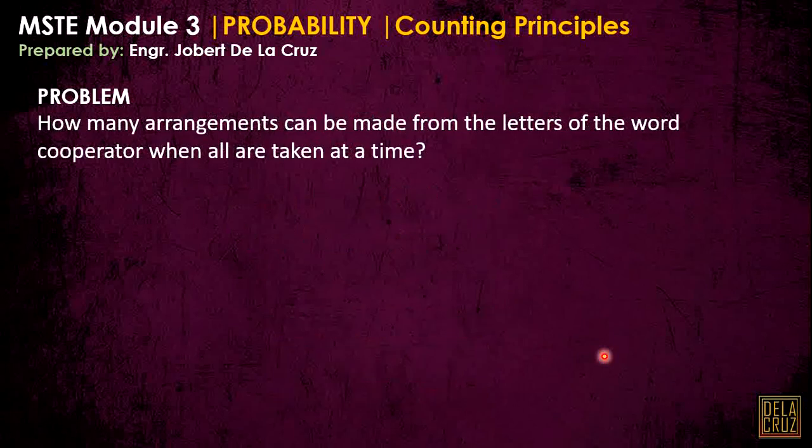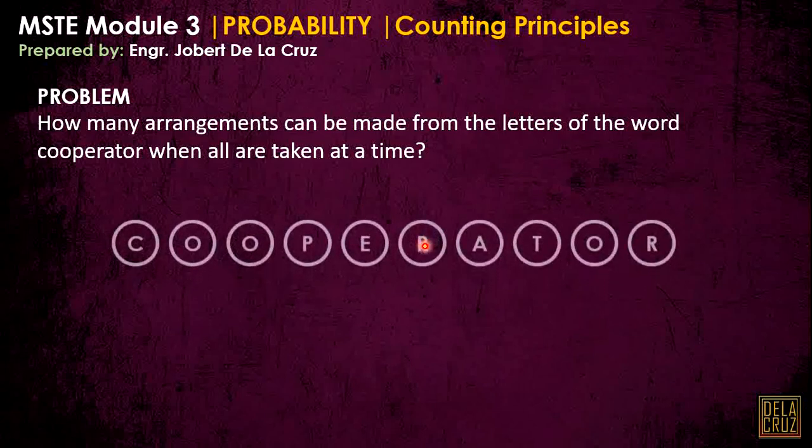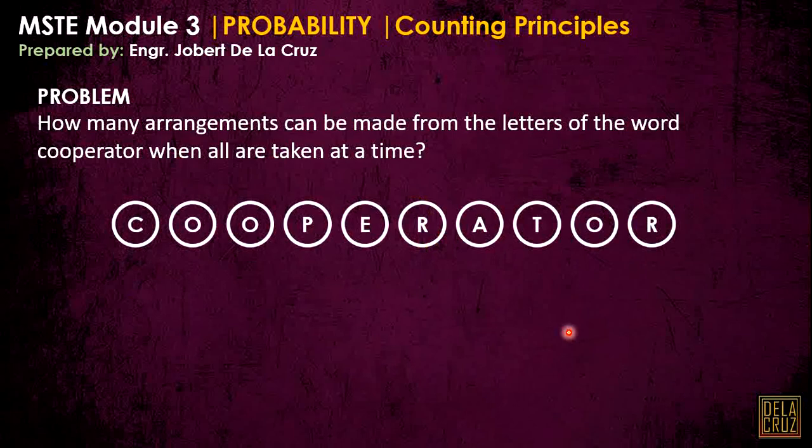Okay, let's try another example pa. How many arrangements can be made from the letters of the word cooperator when all are taken at a time? Okay, so cooperator. So, ganito yan. So, ito yung letters, no? So, take note that silang lahat is andito. Kumbaga, bibilangin natin ano yung mga possible arrangement dito. And how many arrangements. Okay, so, ganito yan, technique.